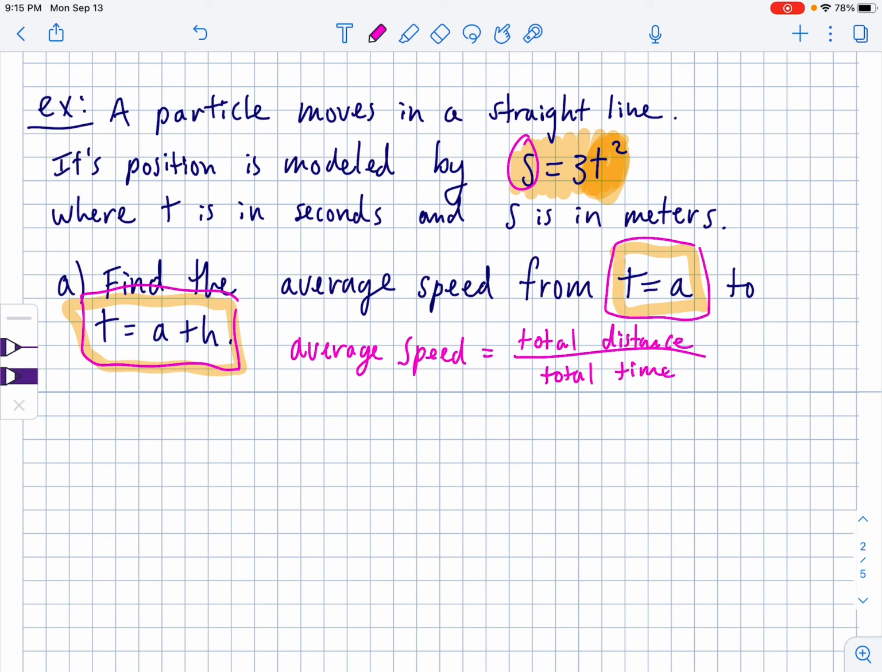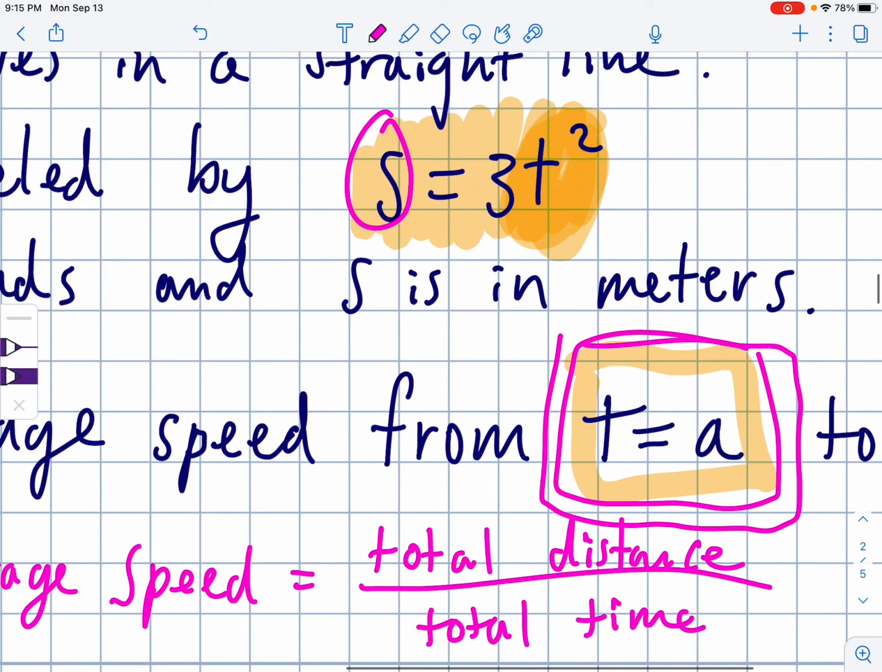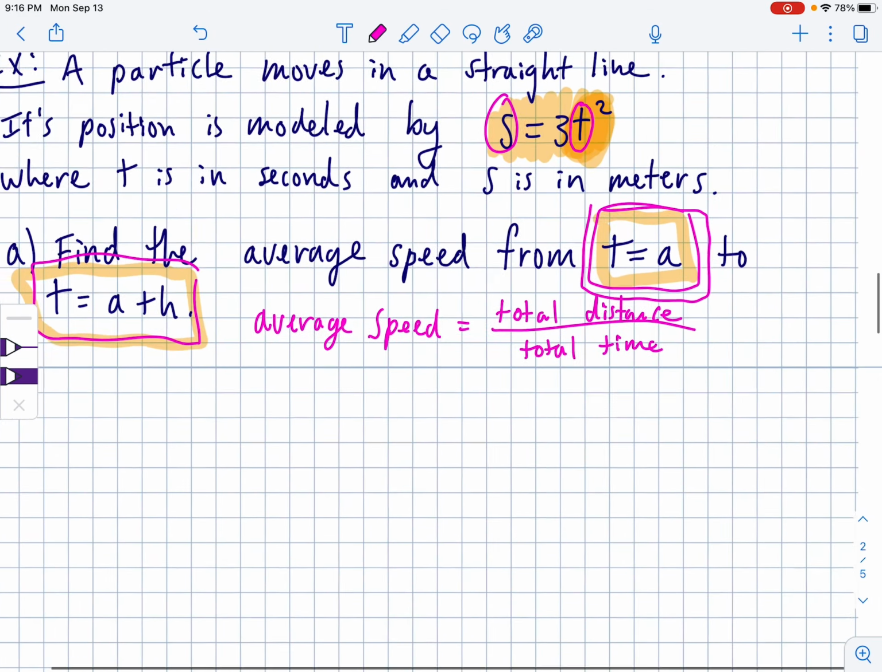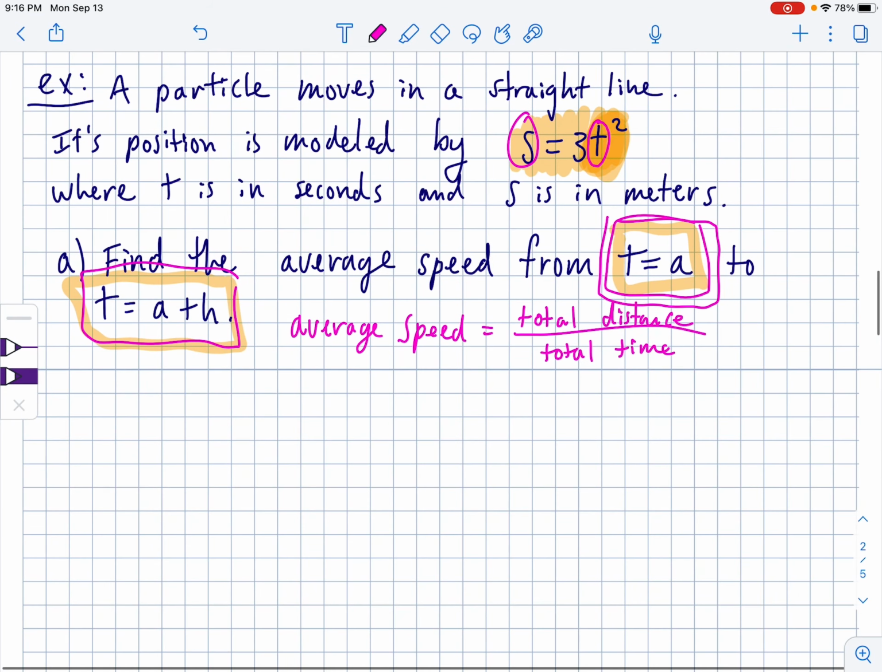So let's think about this in terms of coordinates. The first coordinate is going to be feeding a into the function. So if I put an a into the t spot right here, we're just going to get 3a squared. So our first coordinate is going to be a input, 3a squared output.